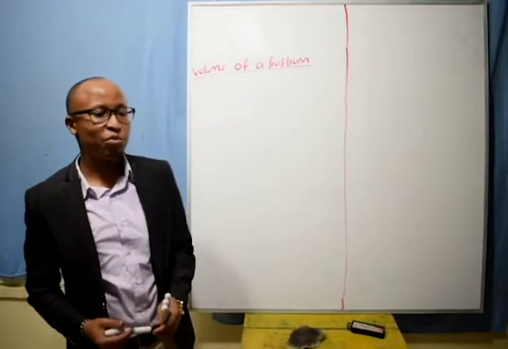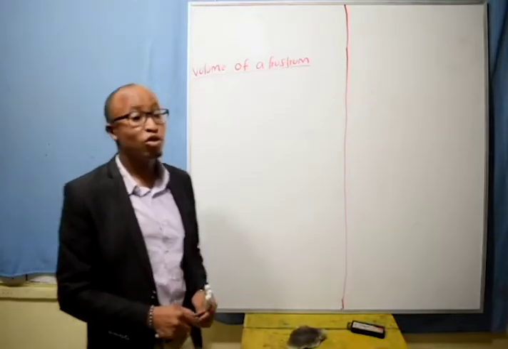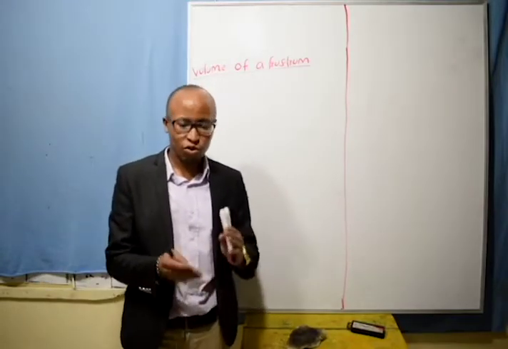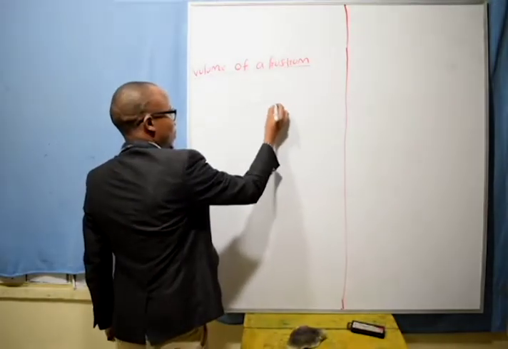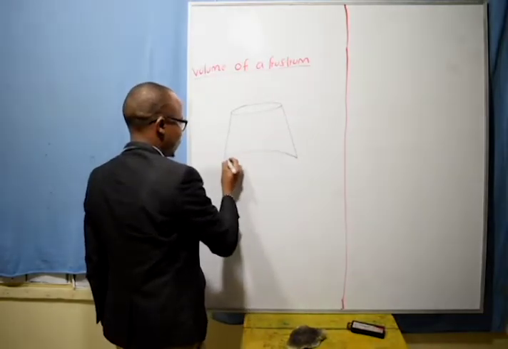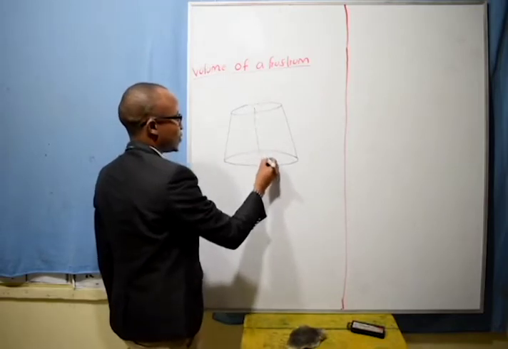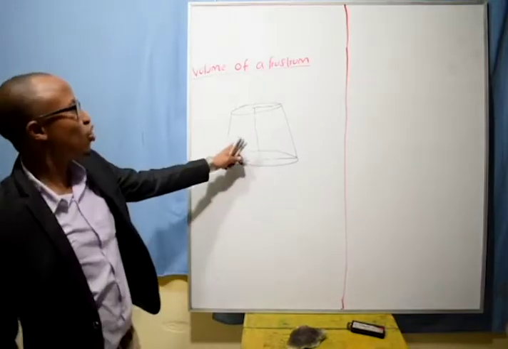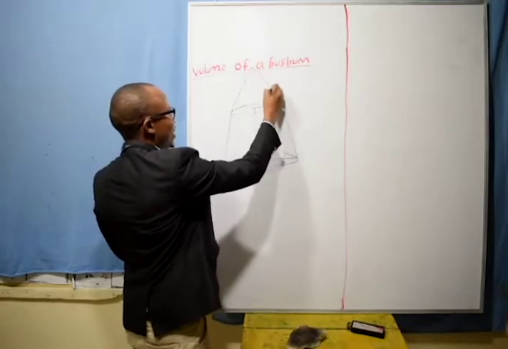Hope you are well. Welcome to this lesson. We are going to discuss the volume of a frustrum. A frustrum is a cone that has no top. For example, these are frustrums. So I've said it is a cone that has no top. If you complete the top, it becomes a cone.